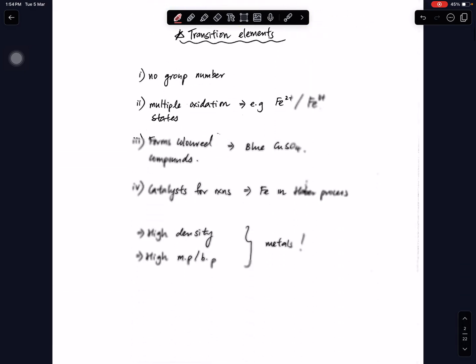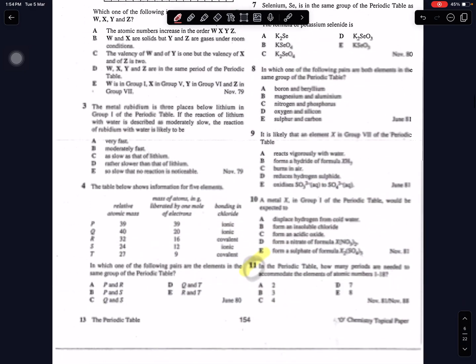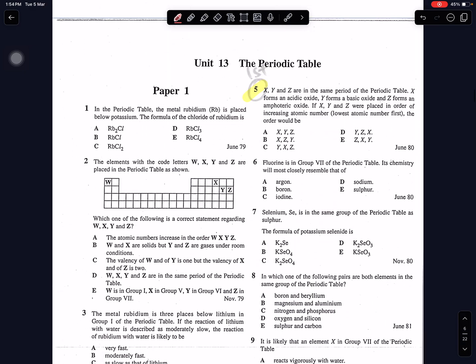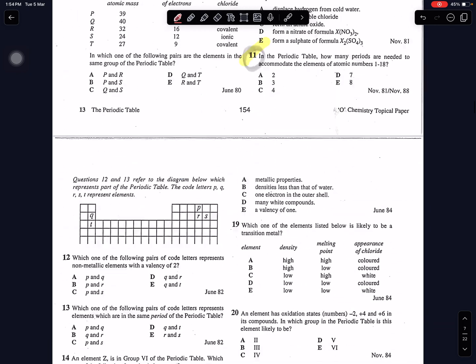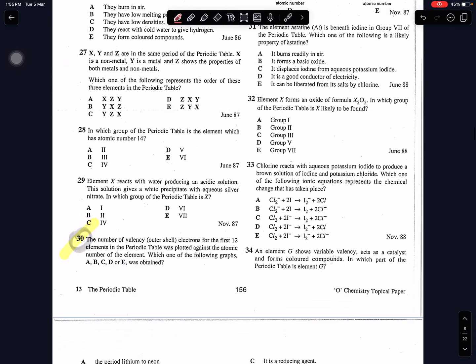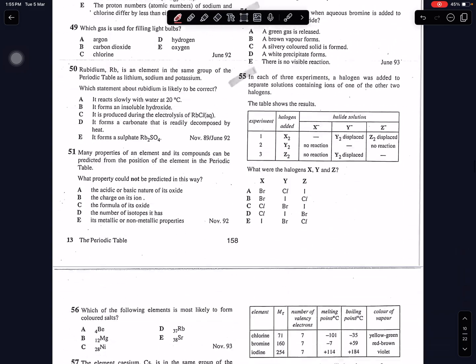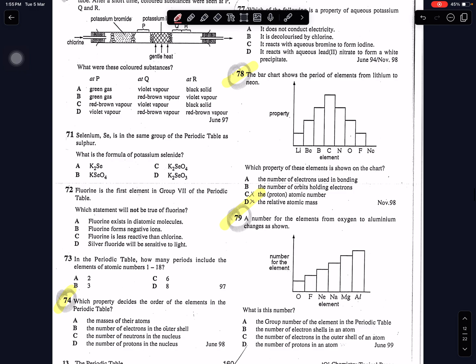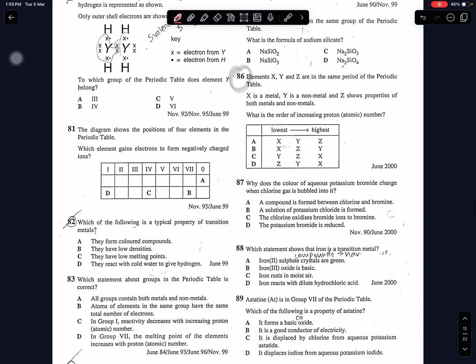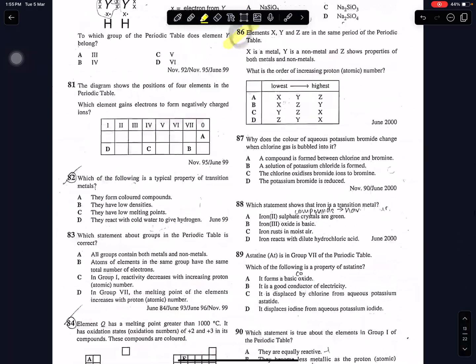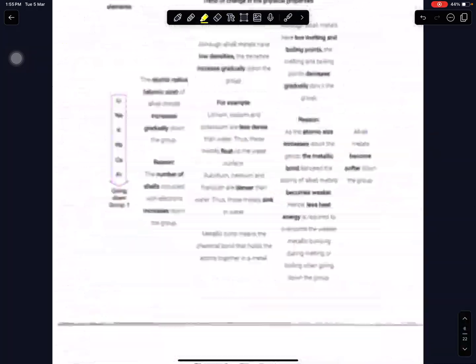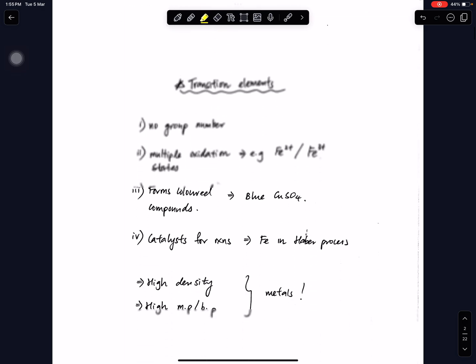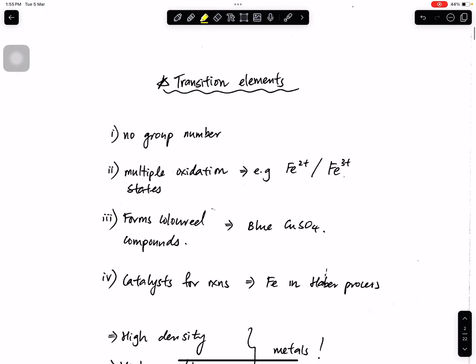If not, let me show you a few questions that you need to do. Flip to the MCQ: you have number 5, number 11, number 30, 74, 78, 79, and the last one would be 86. So just a couple of MCQ, help me to try them. Once you're done, let's go through your transition elements.